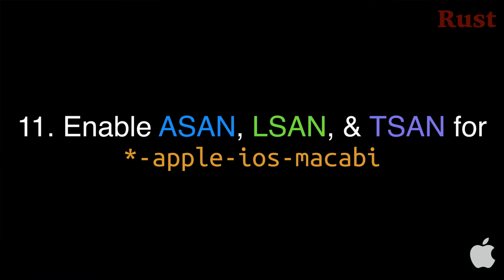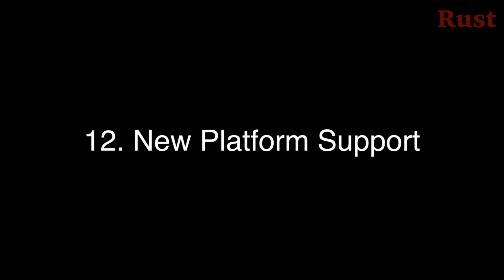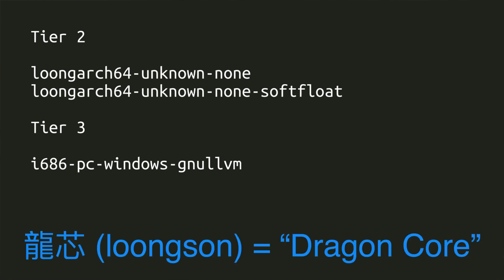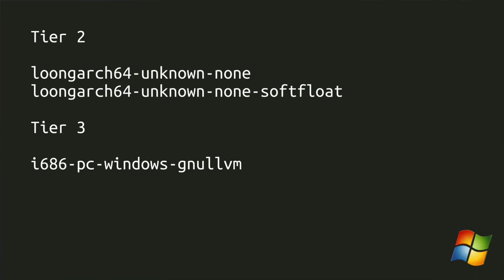Go, go, Apple tooling. Number 12, three new platforms are supported in this release. Let's take a look. In tier 2 platform support, we have two more 64-bit Chinese Loongson MIPS processors, one that apparently relies on software for floating point numbers. Fun fact, Loongson is Chinese for Dragon Core. I'm sure that I'm mispronouncing it. Sorry about that. I don't speak Chinese yet. In tier 3, we have another Windows target, apparently intended for the MSys2 folks in some fashion.